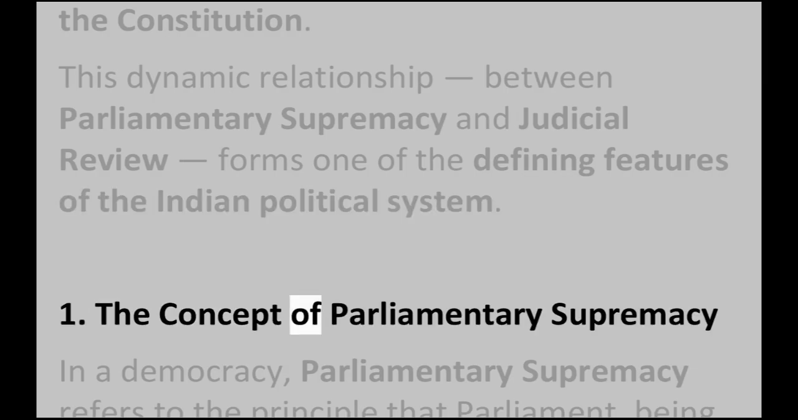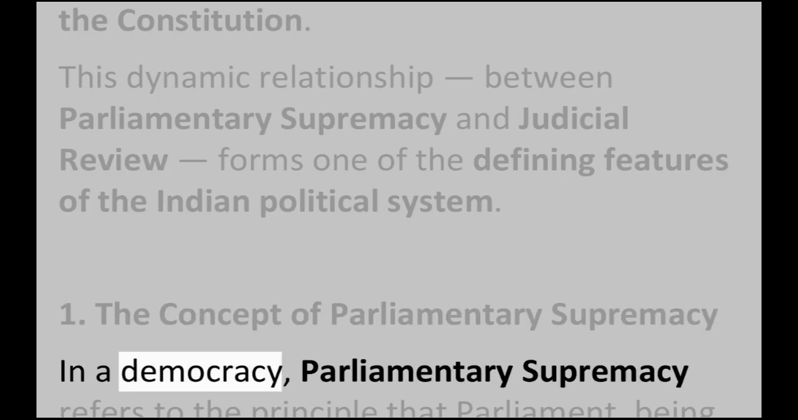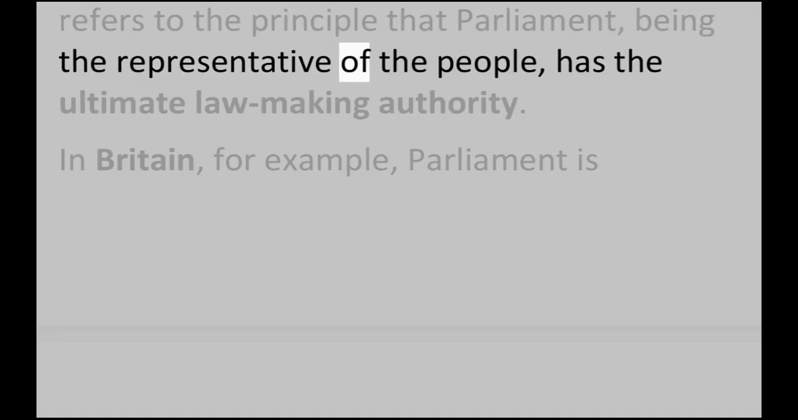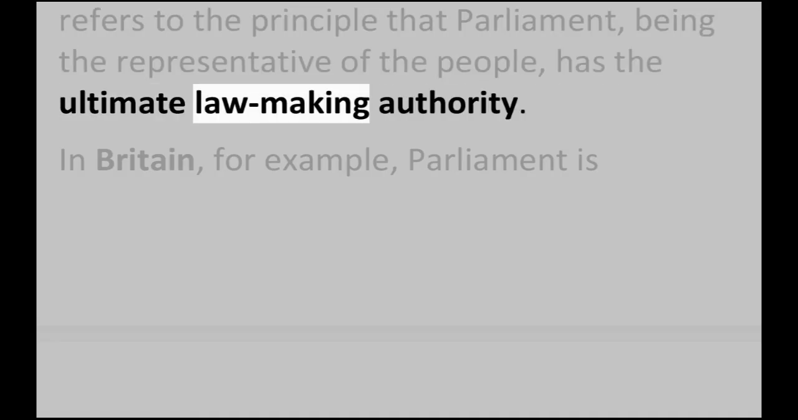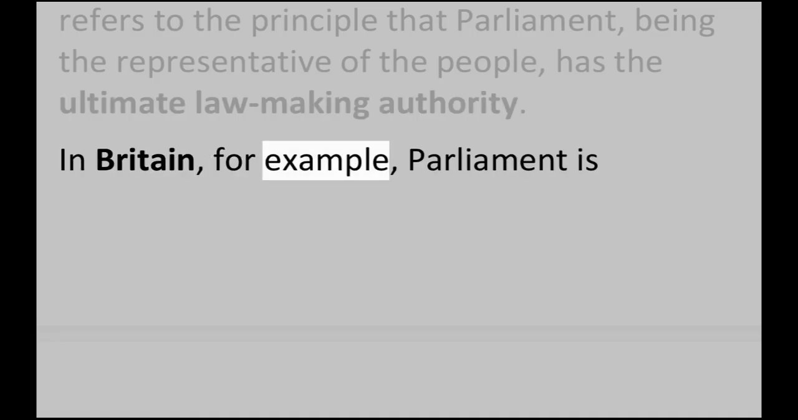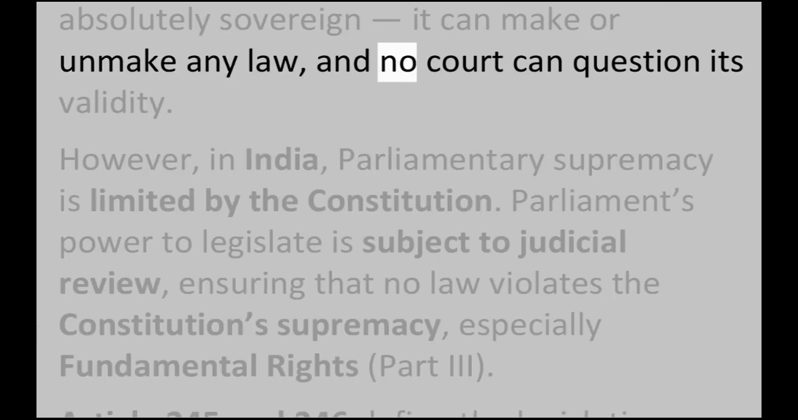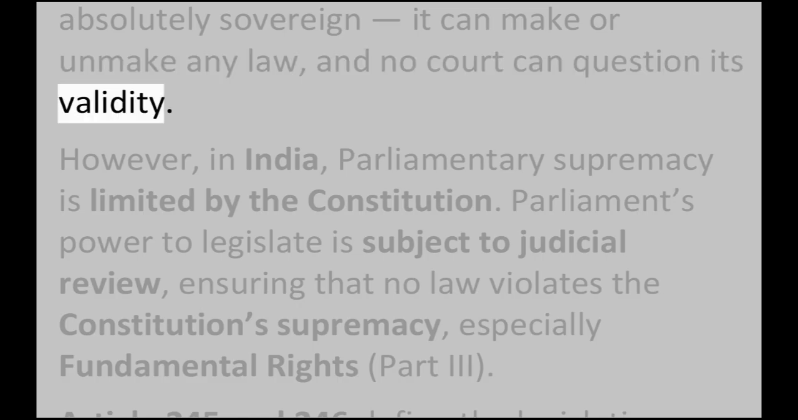1. The concept of parliamentary supremacy in a democracy. Parliamentary supremacy refers to the principle that Parliament, being the representative of the people, has the ultimate lawmaking authority. In Britain, for example, Parliament is absolutely sovereign. It can make or unmake any law, and no court can question its validity.